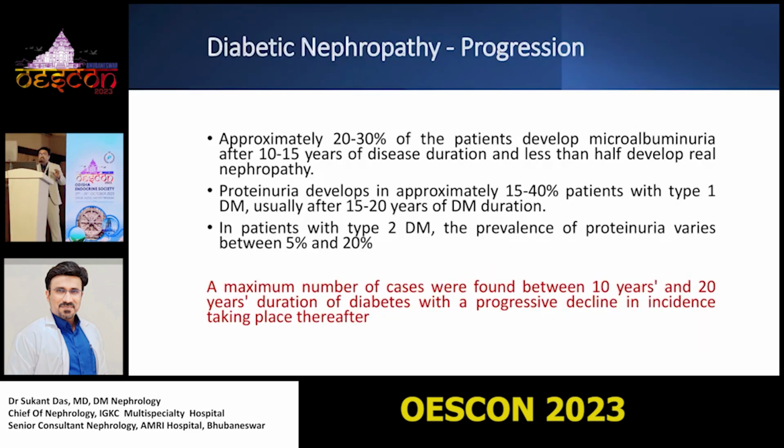Normally it takes almost 5 to 10 years from the initiation of diabetes to reach a stage of microalbuminuria, say a minimum of 5 years. These stages are very well defined in a patient with type 1 diabetes mellitus. However, the staging and characterization into different stages is not so well defined in patients with type 2 diabetes, because often we are not sure of the exact time of onset. In the maximum number of cases, we found it took around 10 to 20 years of duration of diabetes, with a progressive decline thereafter.